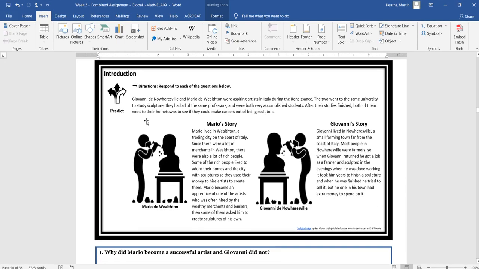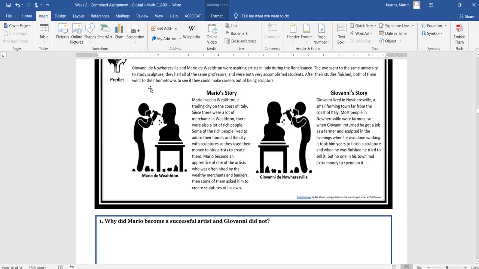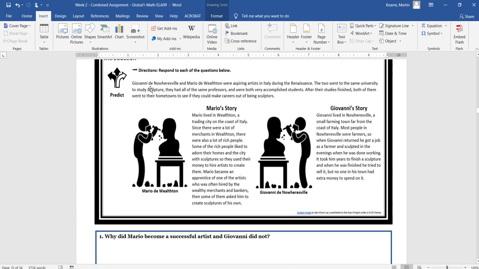Now we have a little story. Respond to each of the questions below based on the story. We have Mario and we have Giovanni. I'm going to read the text to you guys to give you a hint. Giovanni de Nowheresville and Mario de Wealthton were aspiring artists in Italy during the Renaissance. The two went to the same university to study sculpture. They had all of the same professors and were both very accomplished students. After their studies finished, both of them went to their hometowns to see if they could make careers out of being sculptors.